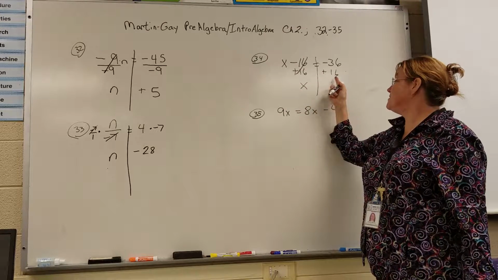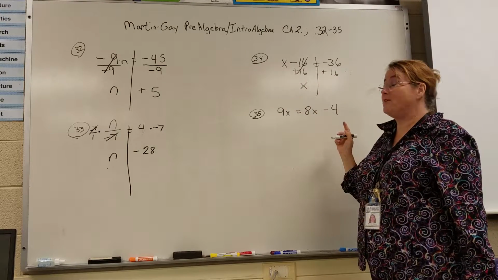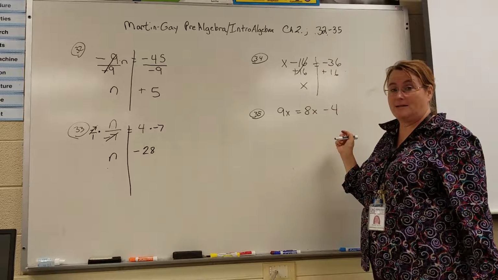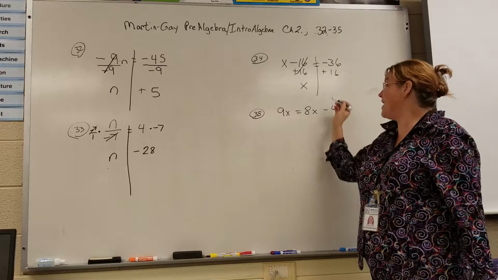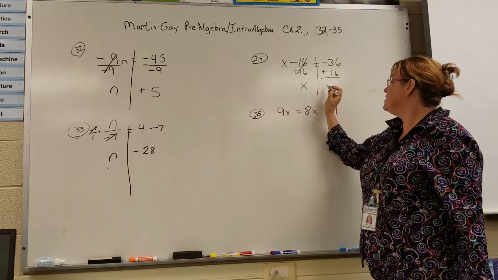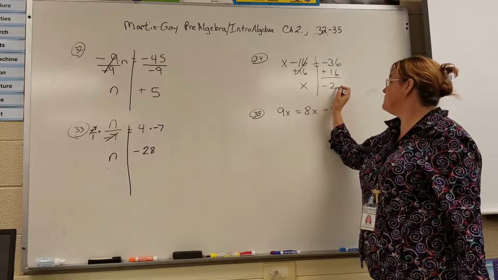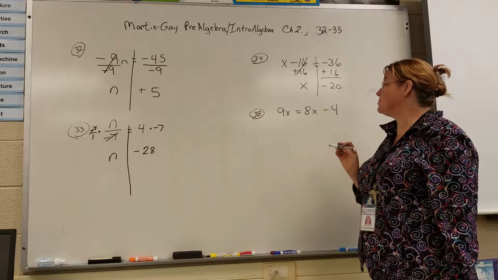Minus 36 plus 16. I have 36 minus signs. I have 16 plus signs. I have more minus signs, but I have less of them than what I started with. So I'm still in the negative, but I'm in the negative 20 because I subtract those two numbers.